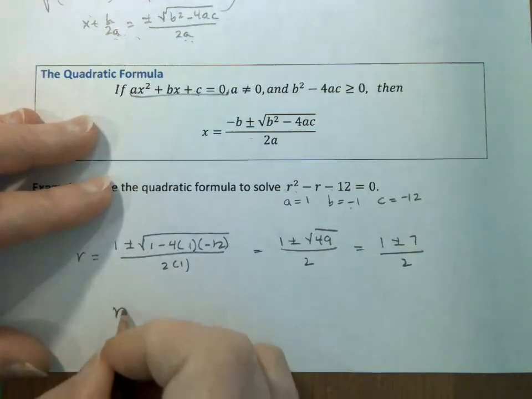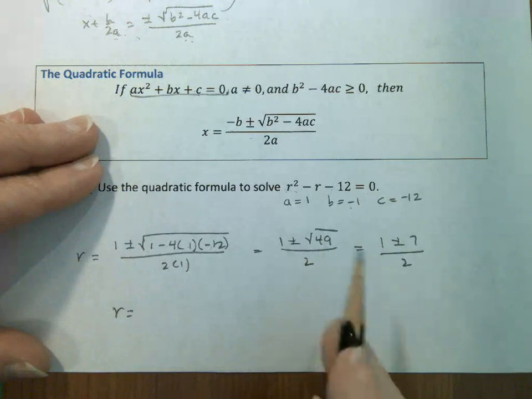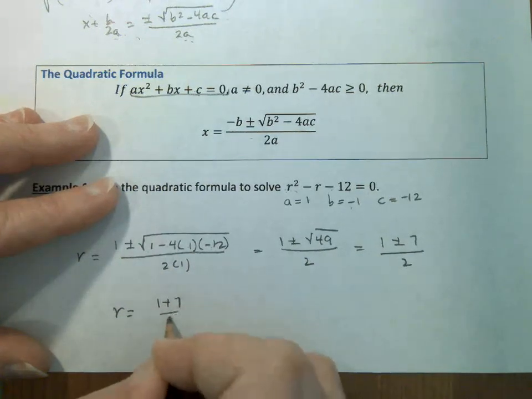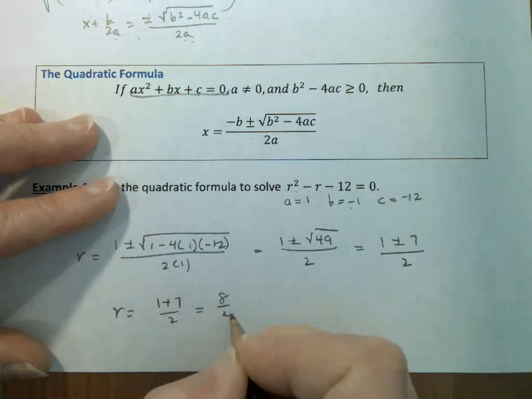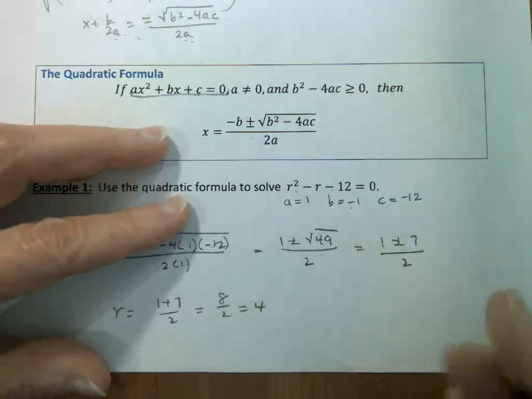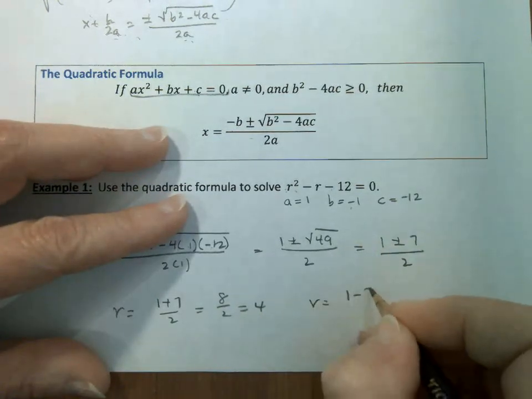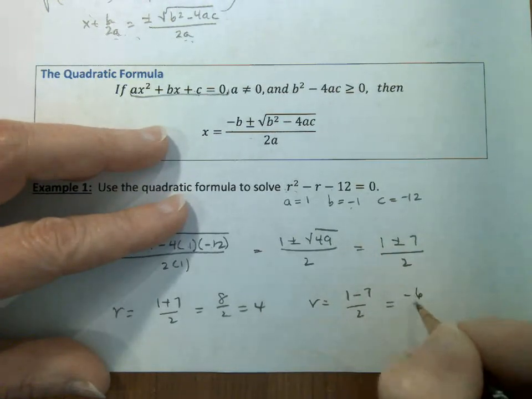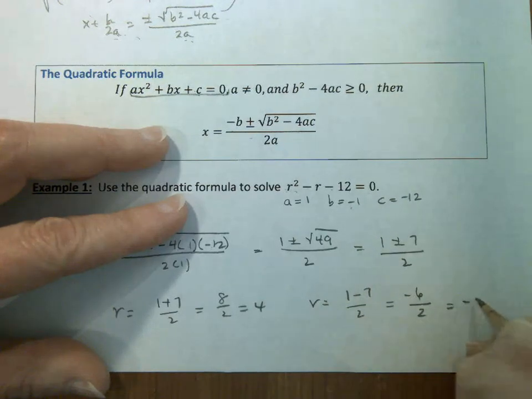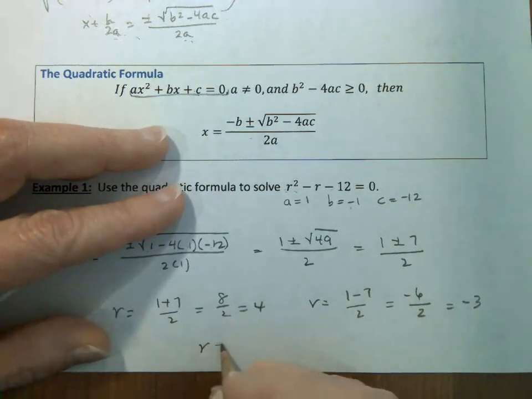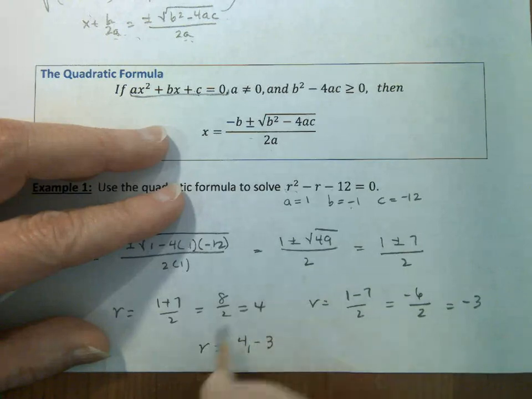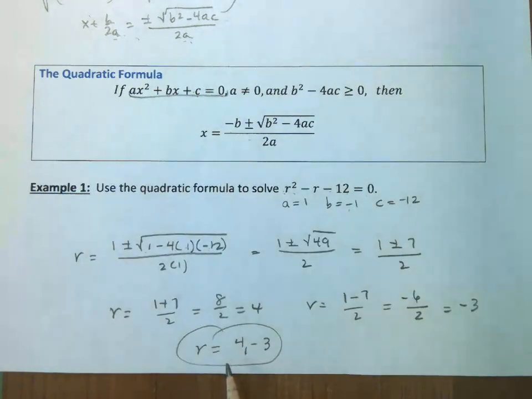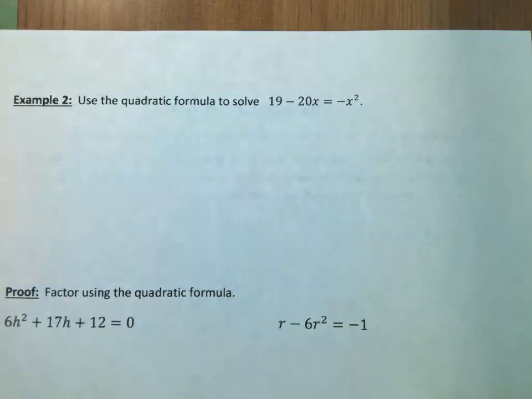So I'm going to have two solutions because this whole thing was positive. So I have 1 plus 7 over 2, which is equal to 8 over 2, which is 4. And r is equal to 1 minus 7 over 2, which is equal to -6 over 2, which is equal to -3. So my solutions for r are 4 and -3, which I could have gotten by just doing regular factoring, but this was good practice. All right, so let's look at our next example.